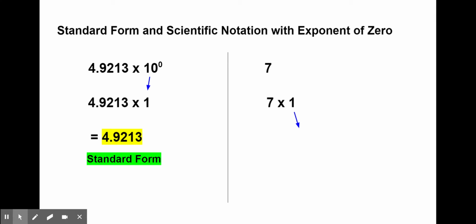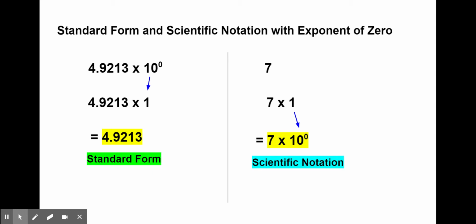Just like we went from 10 to the 0th power to 1, we can write it the other way. And we get 7 times 10 to the 0th power. That's my scientific notation, because now I have 1 digit before my decimal times a base of 10 raised to an exponent. So 7 times 10 to the 0th, that's my scientific notation.